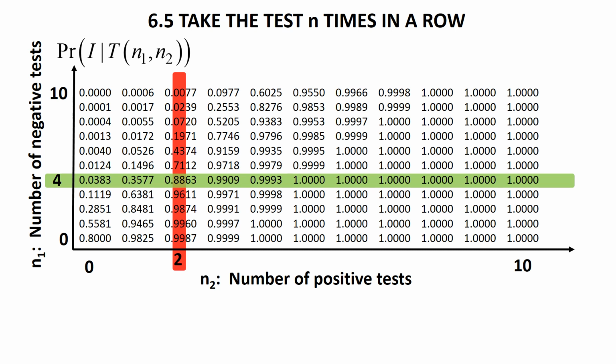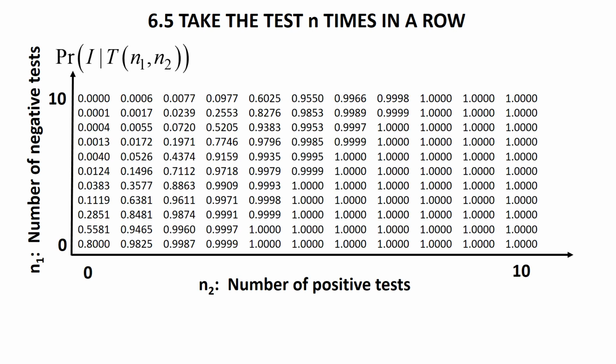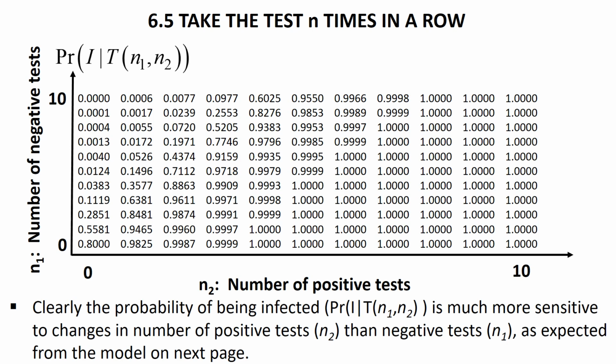And you can do the same, by the way, for the probability that you're not infected, etc. Okay, so the probability of this being a false positive is 11.4%. Now what we can see again is that the system is much more sensitive to changes in the number of positive tests, N2, than the number of negative tests. And that can be seen in the model that we'll show you on the next page.